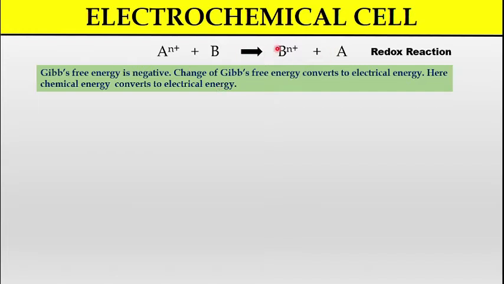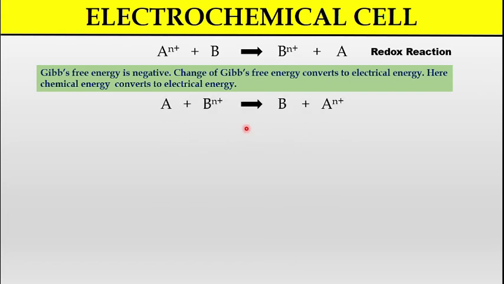So if this reaction is spontaneous, then the Gibbs free energy change of this reaction is negative. This Gibbs free energy change converts to electrical energy. So here chemical energy converts to electrical energy. That is the most important term. Always remember, if the reaction is spontaneous and delta G is negative, the Gibbs free energy change converts to electrical energy.